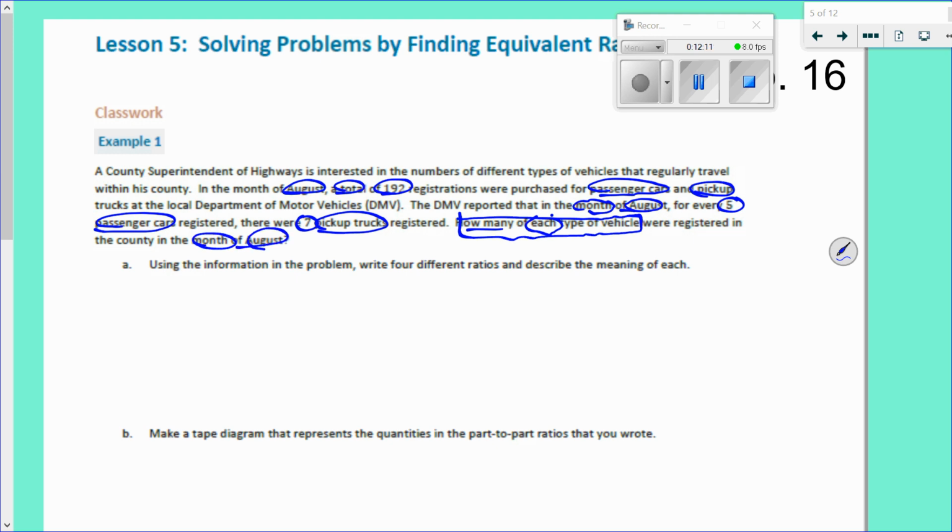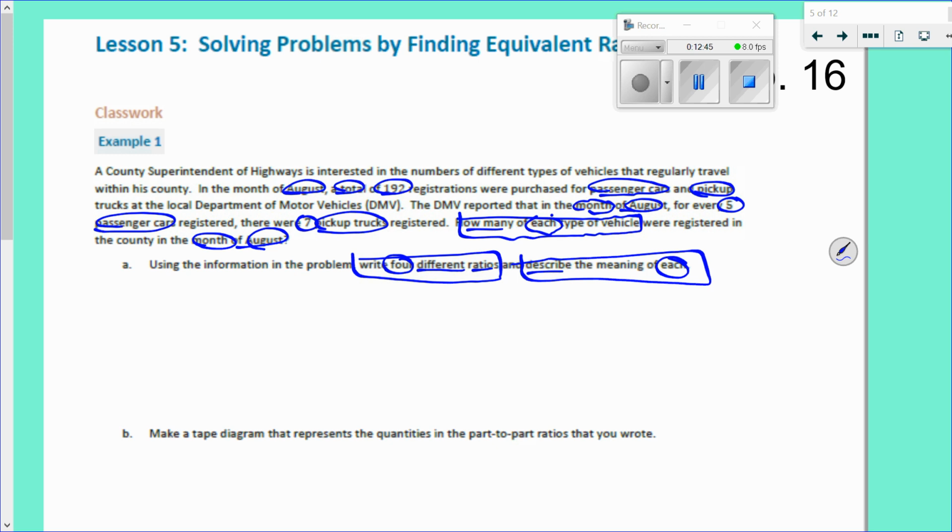That's going to be our overriding question in the county in the month of August. Now, this is, again, the way EngageNY sets these lessons up. They're going to give us all this information up top, but then they're going to break it down into processes so you understand the process to go through in order to be able to actually solve this. So we're going to use this information and now go through a whole series of exercises. Our first one is, using this information, write 4 different ratios and describe the meaning of each. So we have 2 parts that we need to do on this with 4 different ratios.